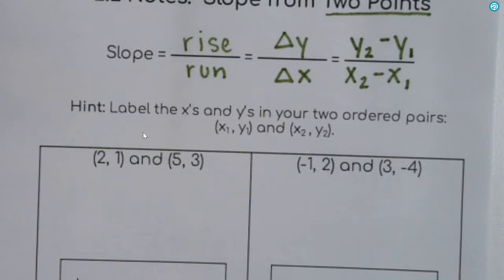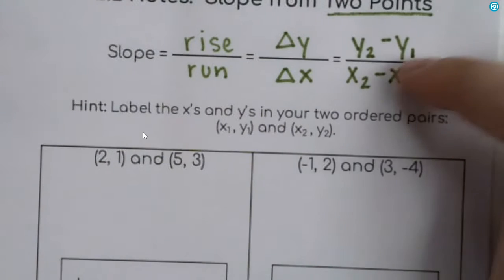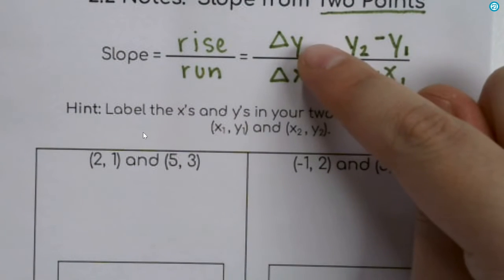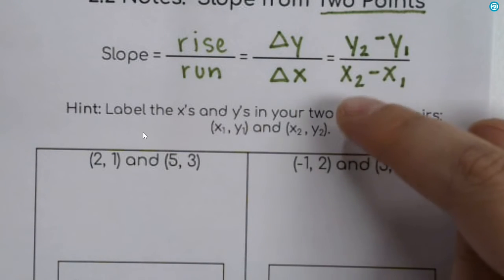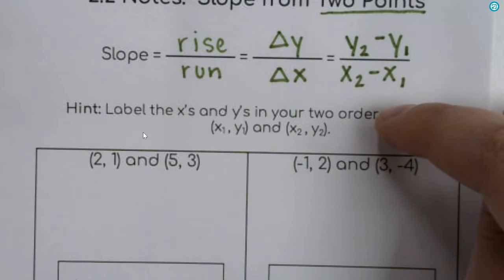The reason why this formula works is y2 minus y1 is just the change in y values. It's the second y value minus the first y value, so that's the difference in your y values. And then the bottom, x2 minus x1, is just the difference in your x values.